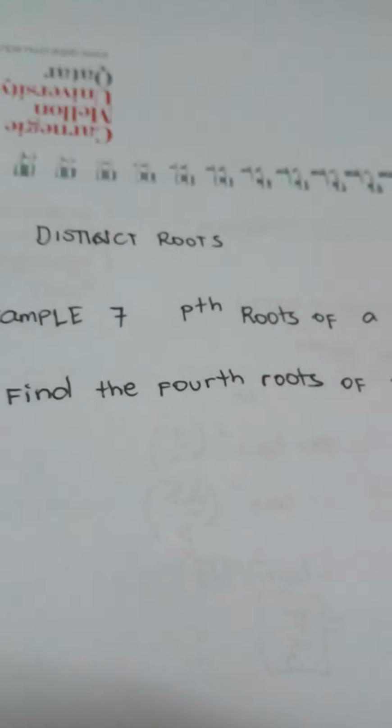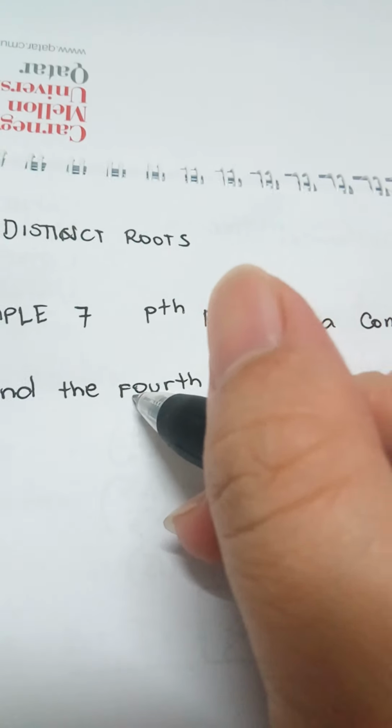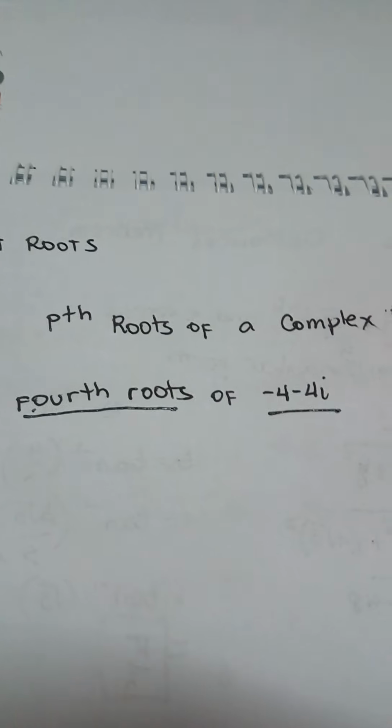So let's have an example. Number 7, pth root of a complex number. Find the fourth root of negative 4 minus 4i. So we need to find the fourth root. Let us underline what we need to find. Fourth root of what? Negative 4 minus 4i.